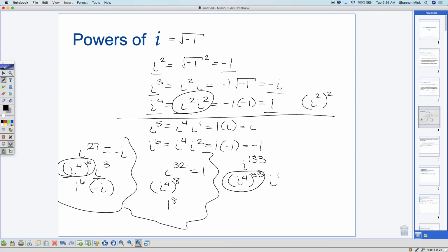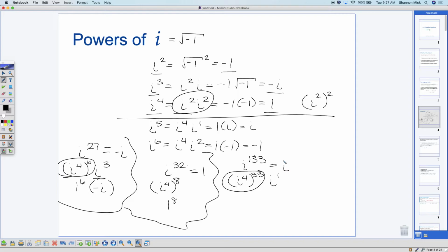Because i to the 4th is 1, i to the 33rd power is 1. And i to the 1st is i to the 1st; we're just going to put i to the 1st. We do not want square roots of -1 written, so it equals i.